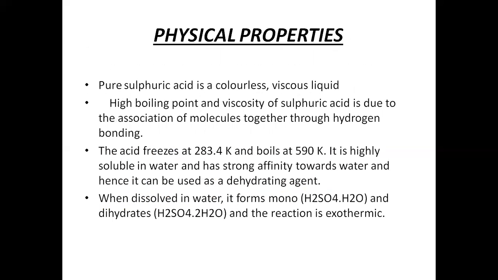Next one is physical properties. Pure sulfuric acid is a colorless viscous liquid. It has a high boiling point, and the viscosity of sulfuric acid is due to the presence of hydrogen bonding. The acid freezes at 283.4 Kelvin and boils at 590 Kelvin. It is highly soluble in water. H2SO4 is used as a dehydrating agent. When dissolved in water, it forms the mono and dihydrates. The reaction is exothermic.